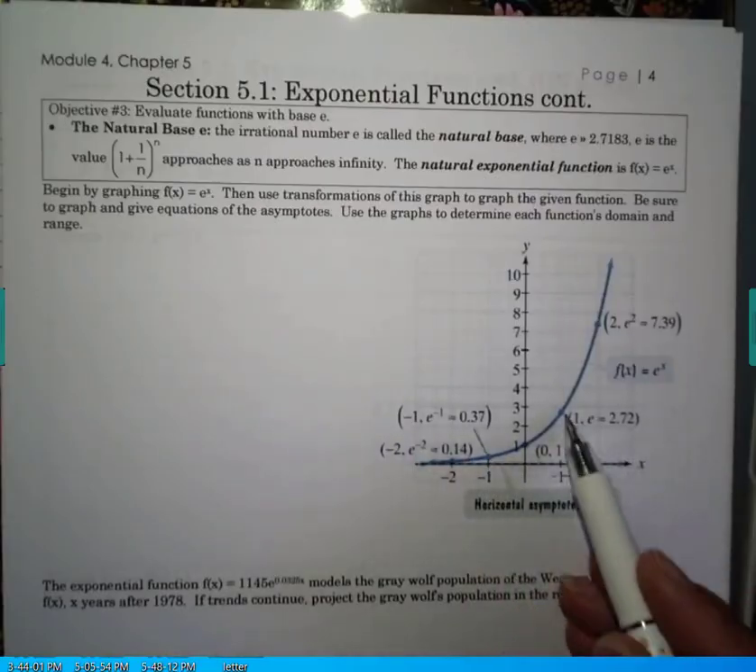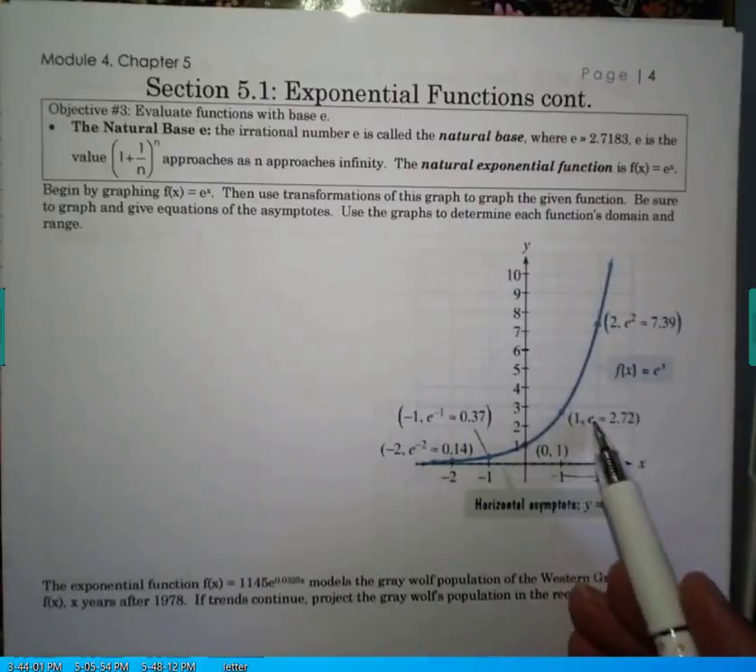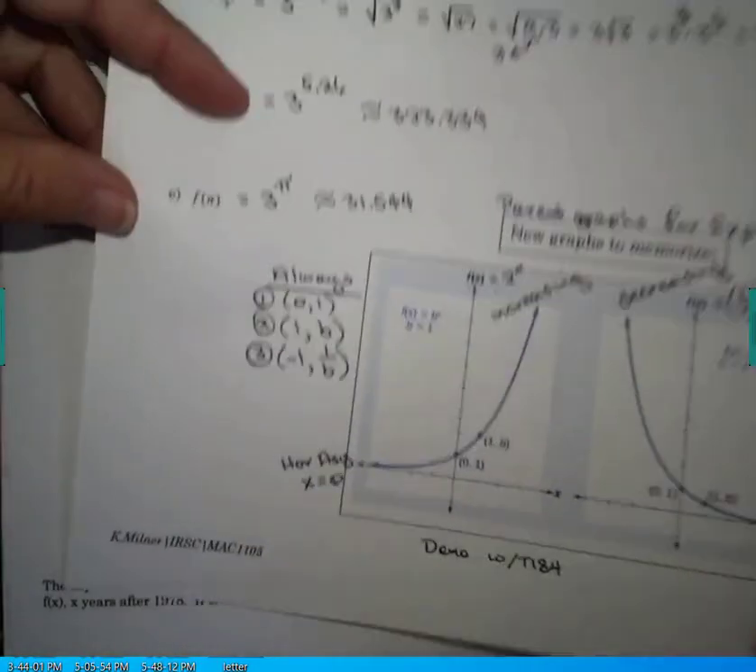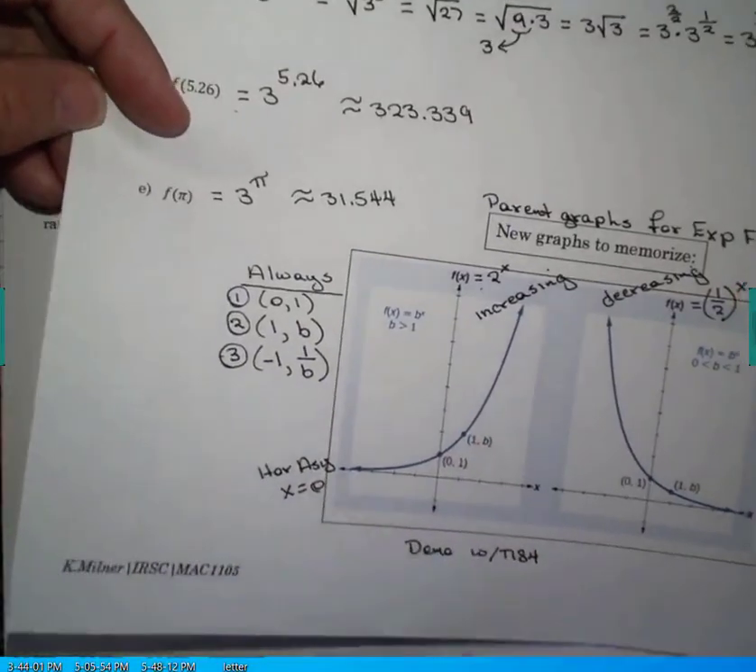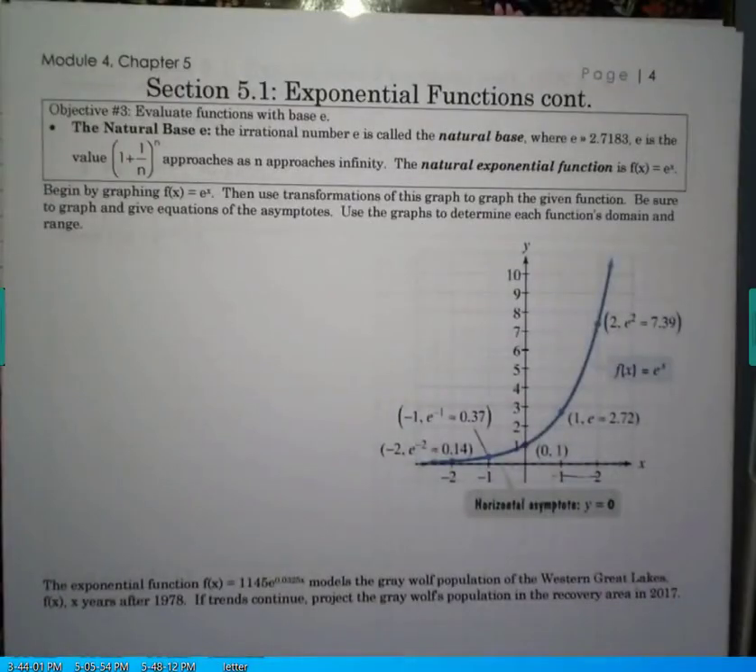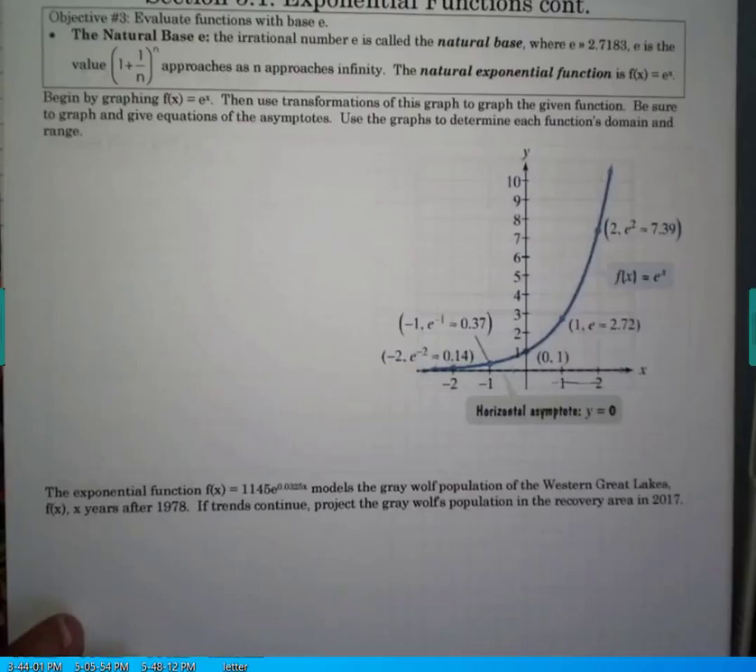And then the next one I've got is of course (1, e), okay? So, all you have to do is go back to this sheet and these 4 points or 3 points that we were able to graph very easily, and you can find those. But that follows through for this particular exponential function also.